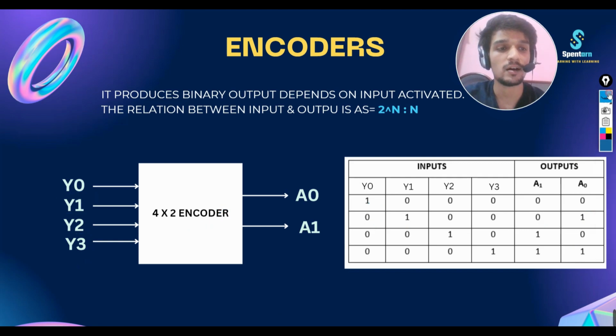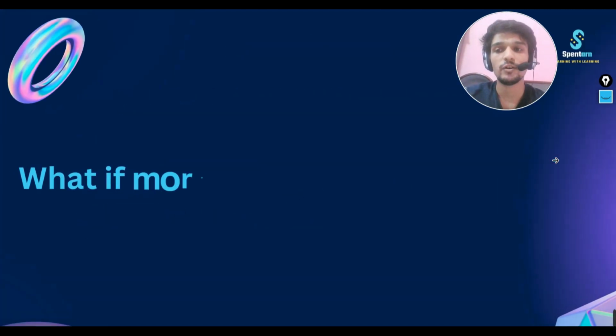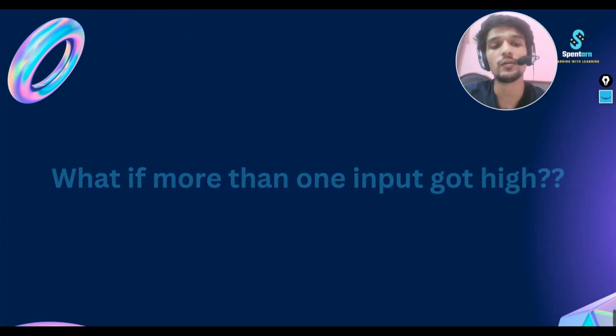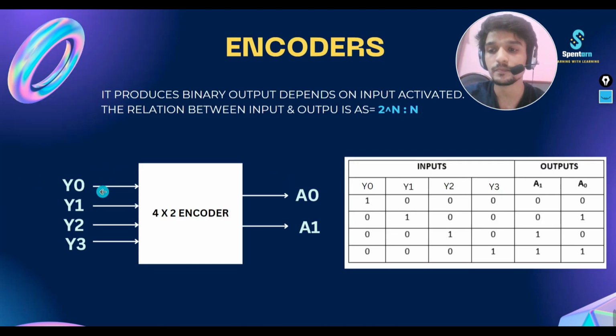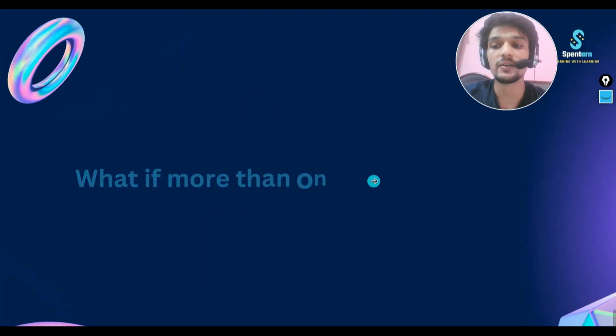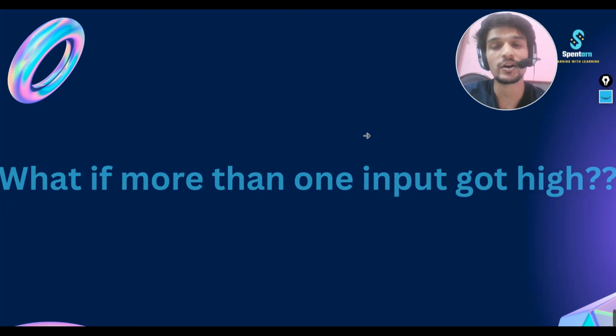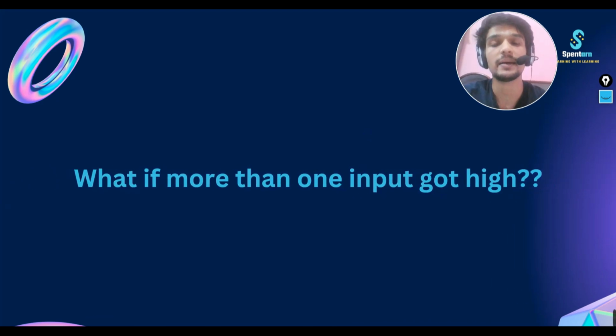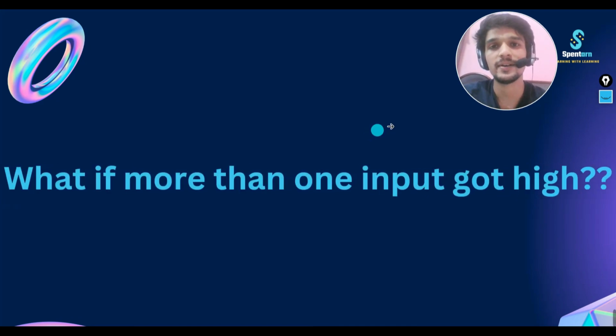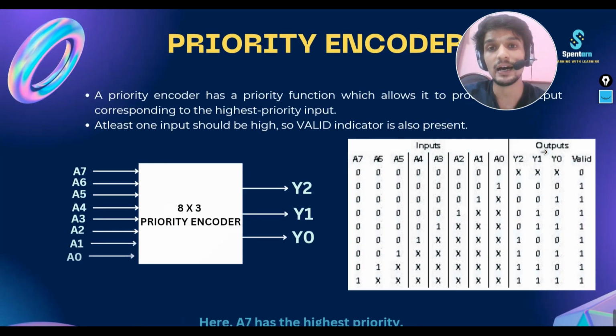Now, moving ahead with another concept for the encoder: what if more than one input goes high? In the previous slide, you can see I was giving y0 as 1, but all other inputs were 0. If I was giving y1 as 1, at that time I had y0, y2, y3 as 0, right? So at one particular time, I had one input high. But the question is, what if more than one input goes high? For example, y0 and y1 go high at the same time. What should the output be at that time? This is an important topic which is generally asked in interviews.